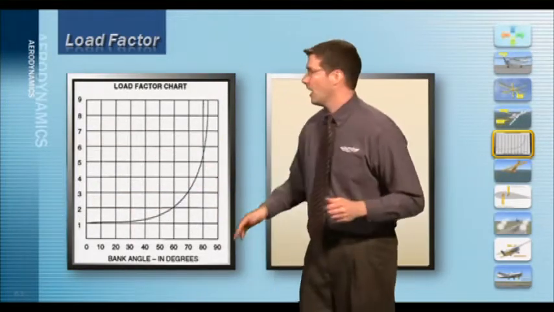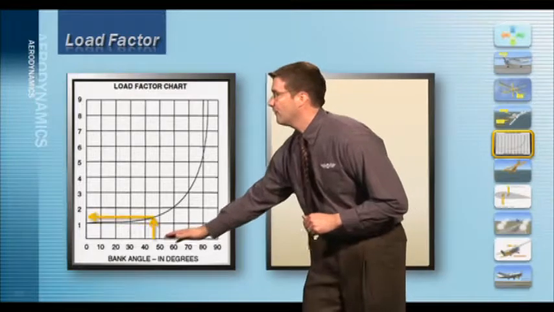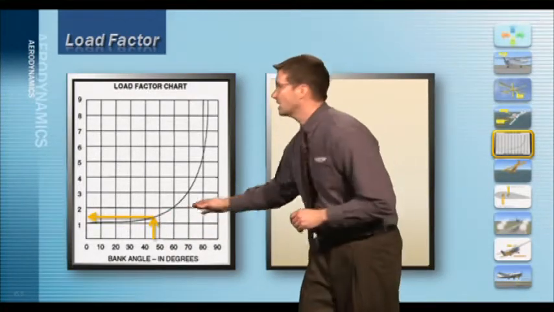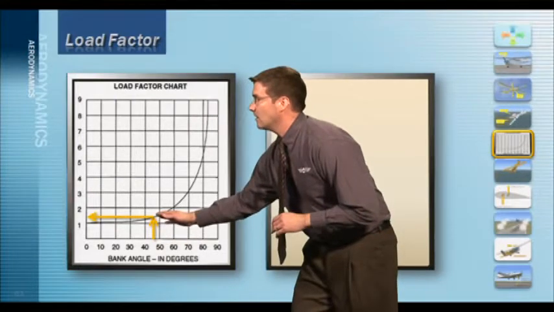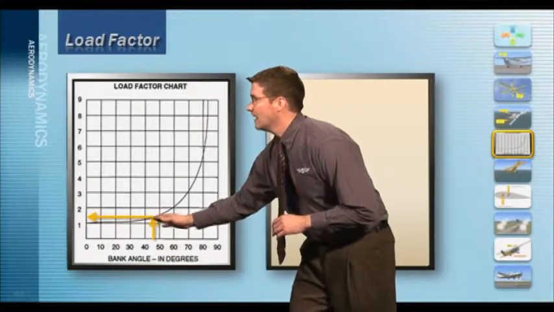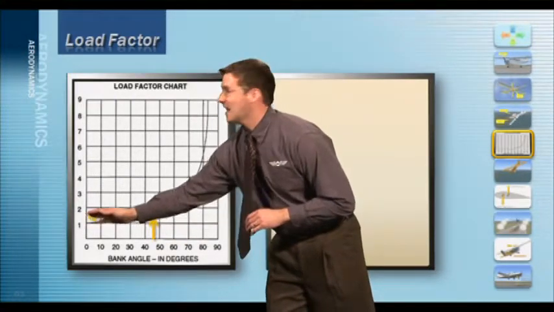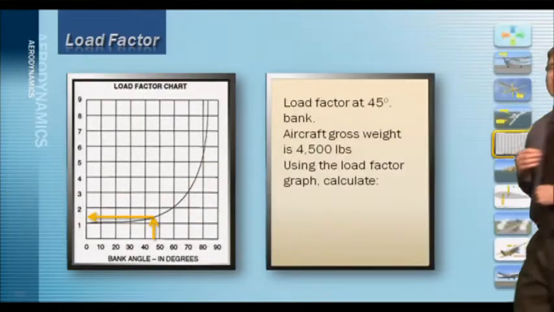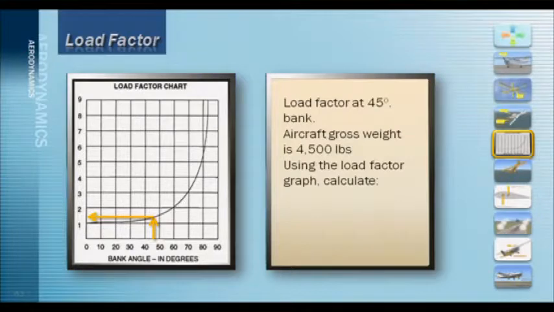Let's say that on our flight, we're going to fly with a 45-degree bank angle as shown right here. To find the load factor, we would follow the bank angle up to the intersection of the curve and read 1.5 times the normal load factor. That means our wings now have to generate 1.5 times more lift in flight.